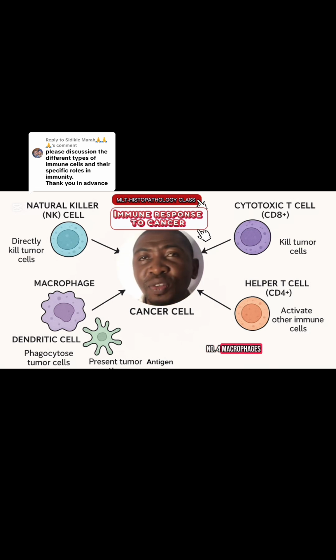Number 4, macrophages, majorly the subtype 1, which kill tumor cells and present tumor antigen. They release reactive oxygen species and tumor necrosis factor alpha and also present antigens via MHC2 to T cells. So the macrophages provide both innate killing and bridge to adaptive immunity.